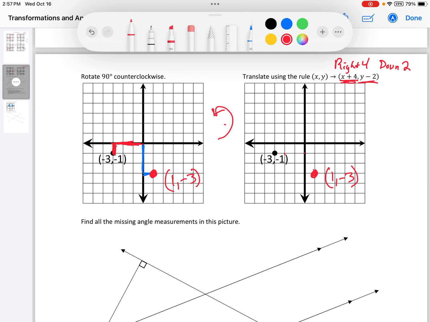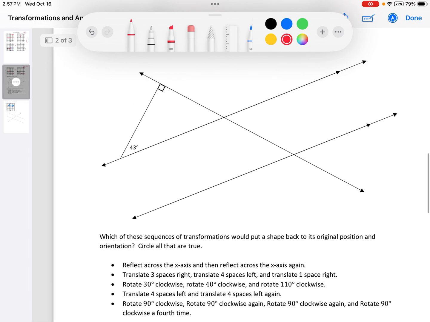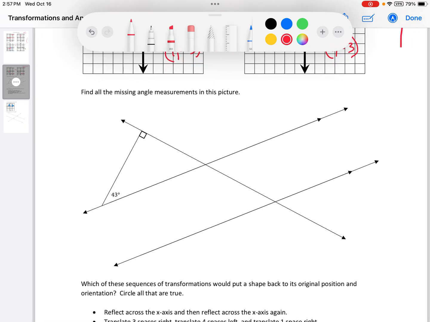Okay? All right, let's move on to angles. So find all the missing angles. Well, first, this is a right angle symbol. So a right angle is always 90 degrees. Hey, I did one. Let's move on.